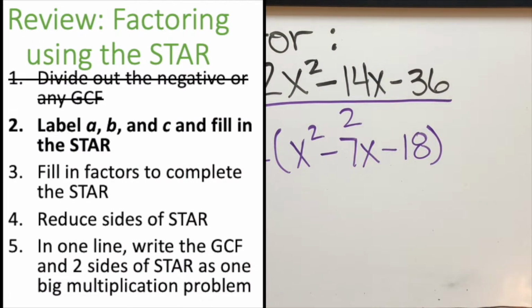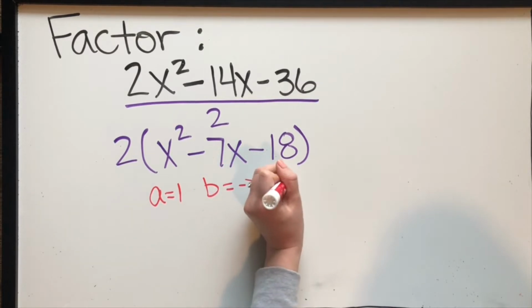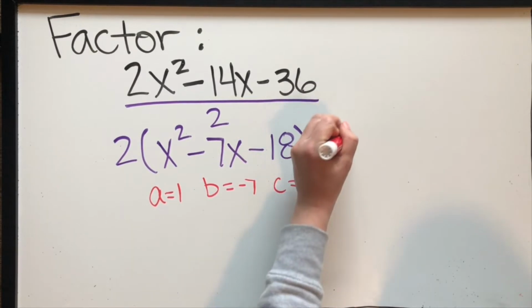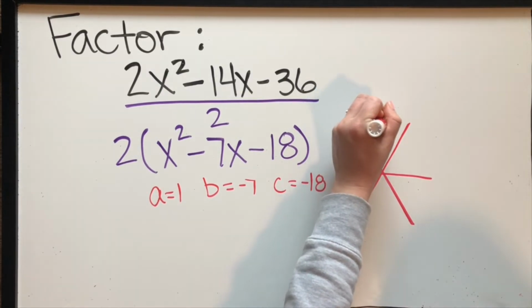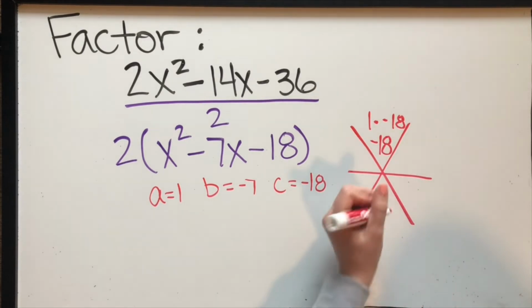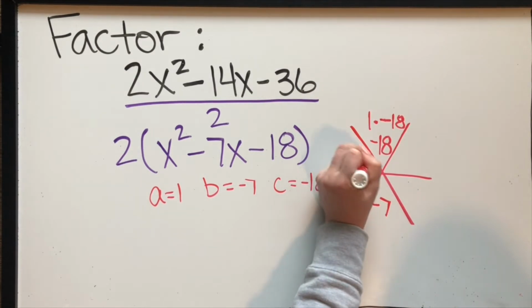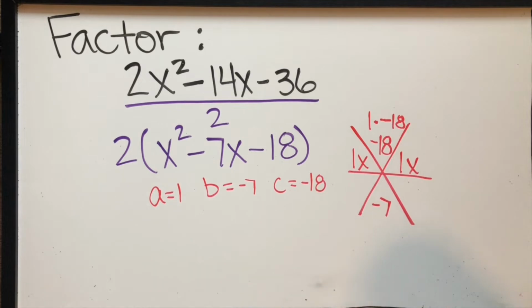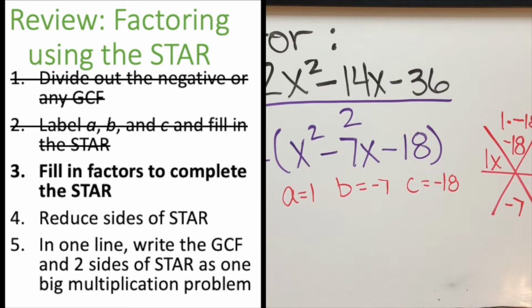So step 2, we're going to label A, B, and C and put them in the star. So A is 1, B is negative 7, and C is negative 18. So A times C goes on top, so my top number is negative 18. B goes on bottom, and then A x on either side. So we need to make our T-chart for the number 18 to fill in the rest of our star.